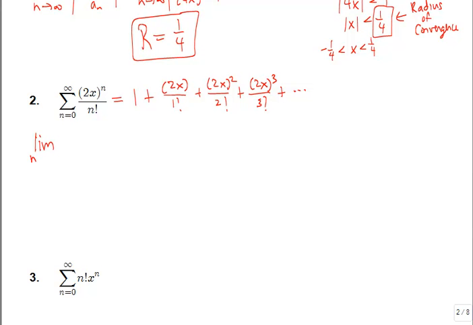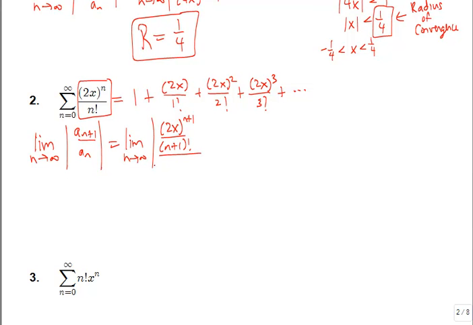So we want to look at the limit as n goes to infinity of the (n plus 1)th term over the nth term. So in this example, the (n plus 1)th term would be all of this with n plus 1 plugged in. So that'll be (2x) to the n plus 1 over (n plus 1) factorial, and we're dividing that by the nth term, which would be (2x) to the n over n factorial. Now we have a little bit of simplifying to do here. So what I'm going to do is multiply by the reciprocal of this bottom fraction. So it's going to become n factorial over (2x) to the n.